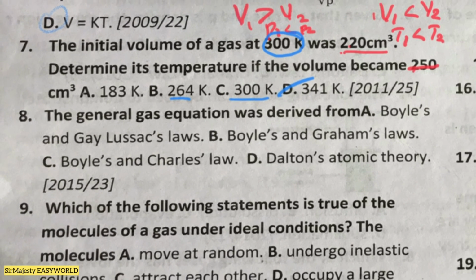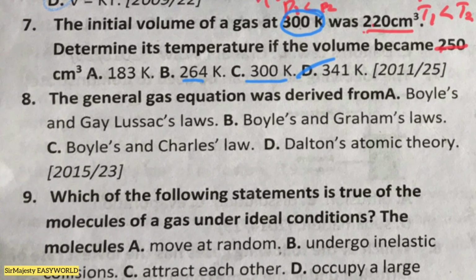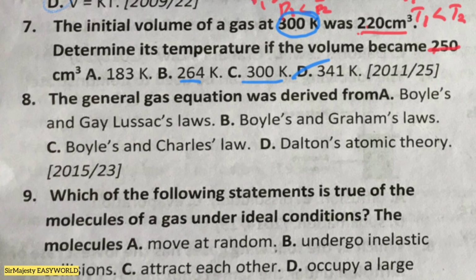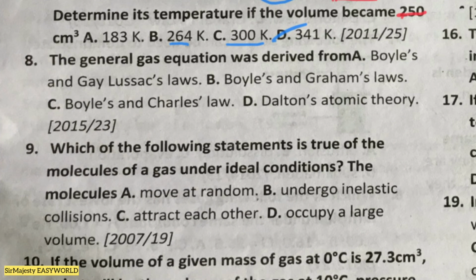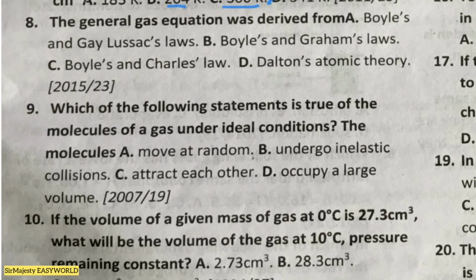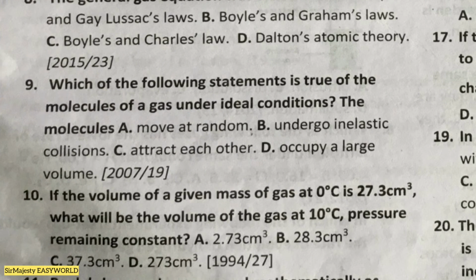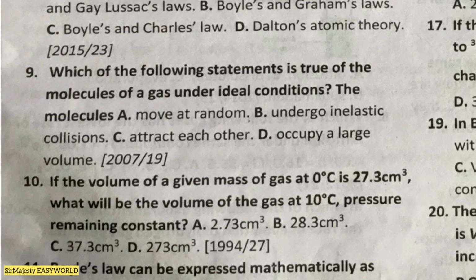The general gas equation was derived. This question was asked before, earlier in number 1. I told you the general gas equation is a combination of Boyle's law and Charles' law. I'll handle that alongside Charles' law. Then, which of the following statements is true of the molecules of a gas under ideal condition? That is for ideal gas, and this one will come in when we treat the limitations to Boyle's law.